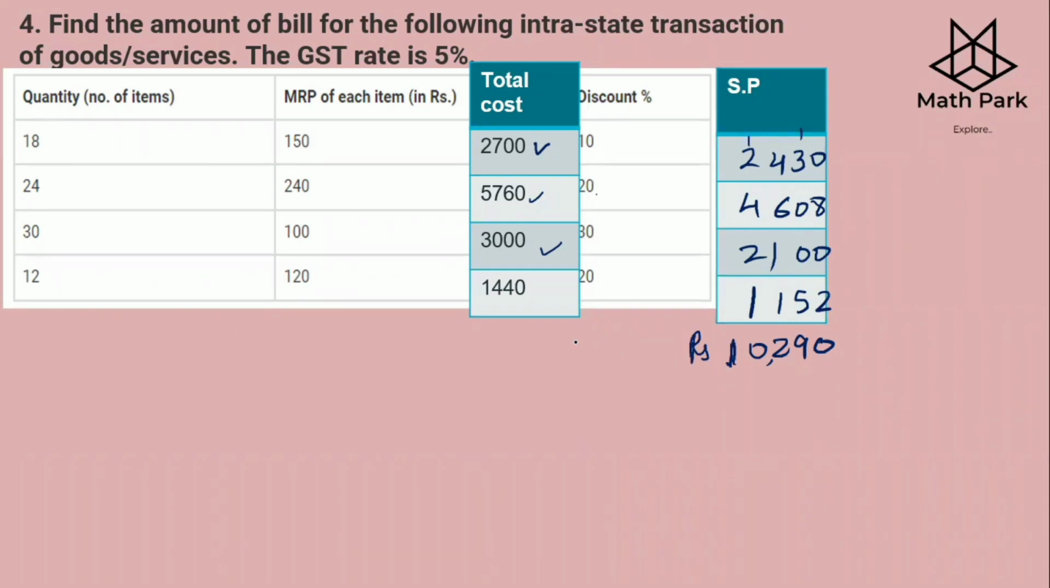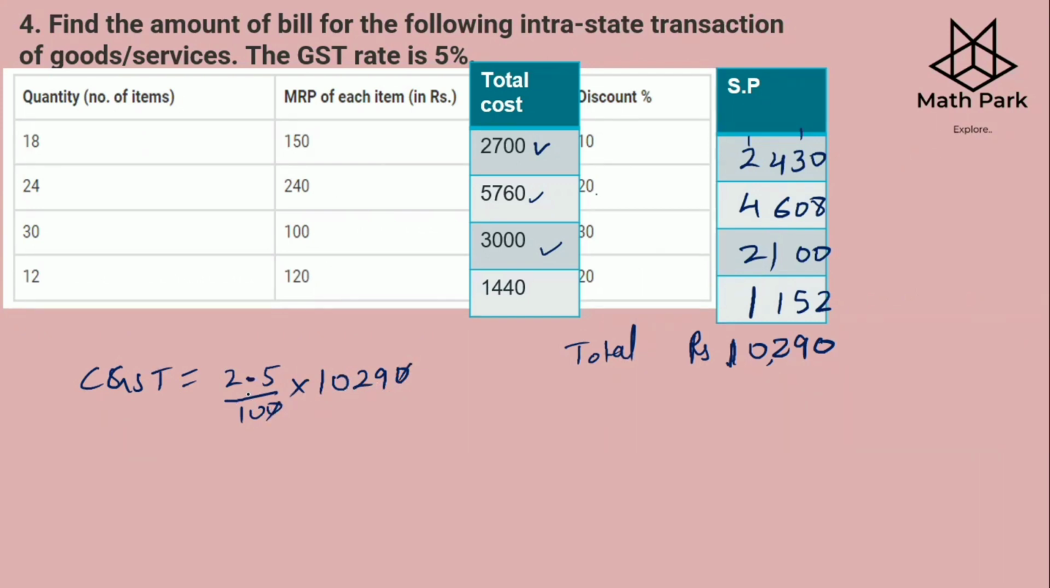Now we have found the total selling price. We need to find the CGST and SGST because it is intra-state. Since the tax is 5%, 50% of it is 2.5%. So your CGST is going to be 2.5%, which is 2.5 by 100 times 10,290.